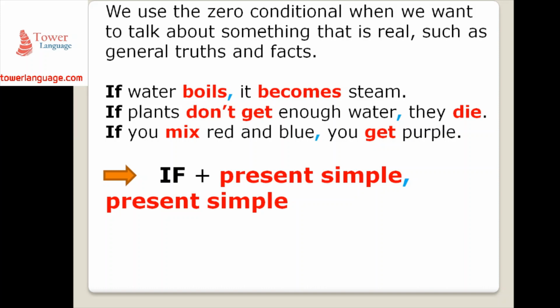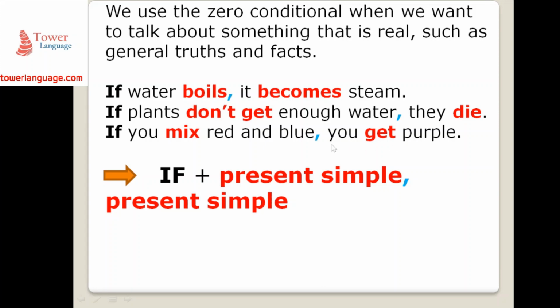We use the zero conditional when we want to talk about something that is real, such as general truths and facts. For example, if water boils, it becomes steam. If plants don't get enough water, they die. If you mix red and blue, you get purple.